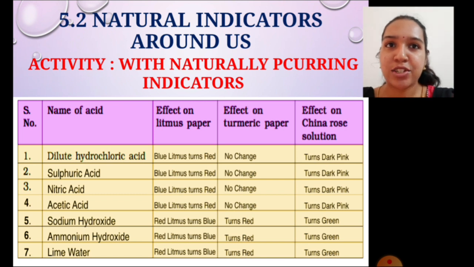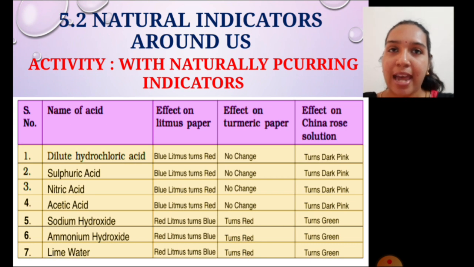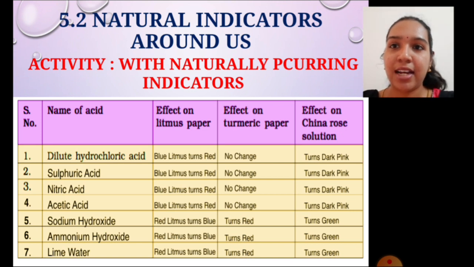Here is the list of some solutions available in laboratory like sulfuric acid, acetic acid, sodium hydroxide, etc. and their test results with various indicators we have learnt. They are the litmus paper, turmeric paper and the China rose solution. You can practically know about these reactions and solutions in detail in your higher classes.